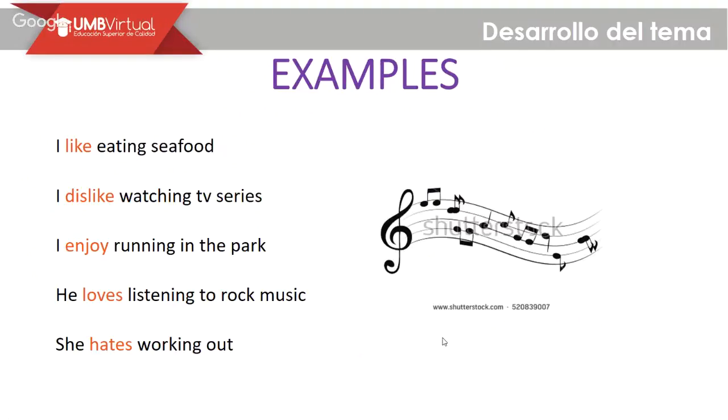For the first example, since we are using present simple, we have I like eating seafood. The next one. I dislike watching TV series. I enjoy running in the park. She loves listening to rock music and she hates working out. Okay, all of them, as you can see, are verbs which are followed by a gerund.